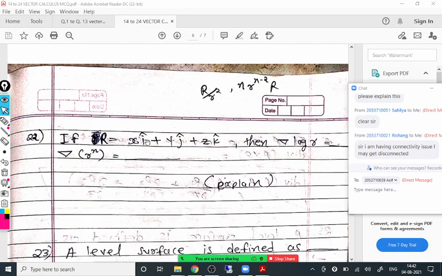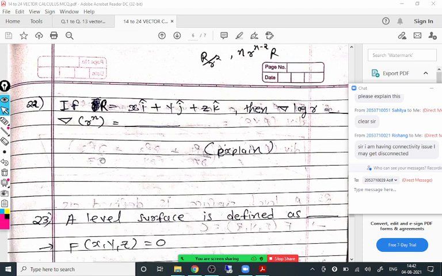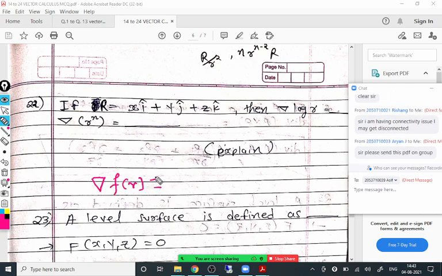Question 22. If r bar is the position vector, then find the gradient of log r and the gradient of r raised to n. Not completed, but I will tell you one formula that you can remember. Gradient of a function of r is f dash r into r bar upon r. So this is the shortcut formula to get the gradient for some function of r.